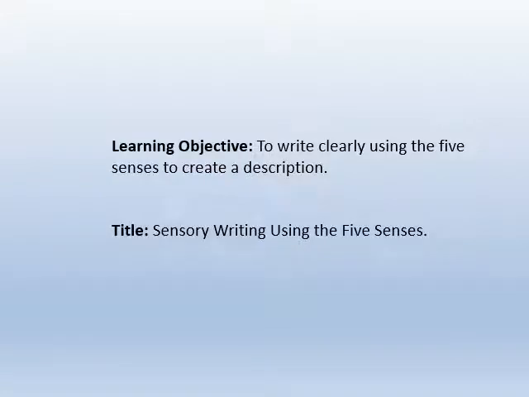Today, our learning objective is to write clearly using the 5 senses to create a description. The title is Sensory Writing Using the 5 Senses. So write that into your books and then go on to the next slide.